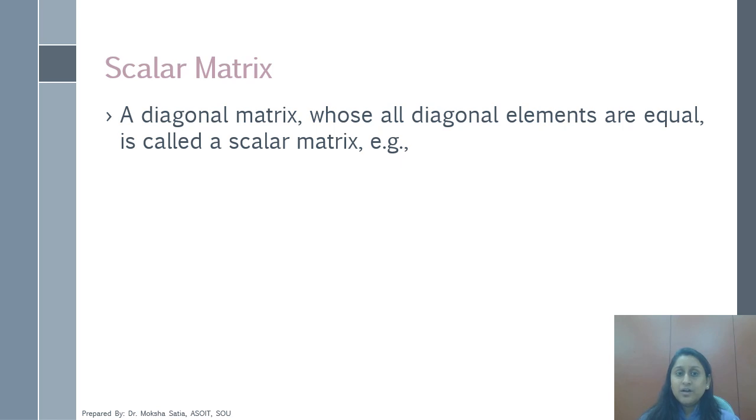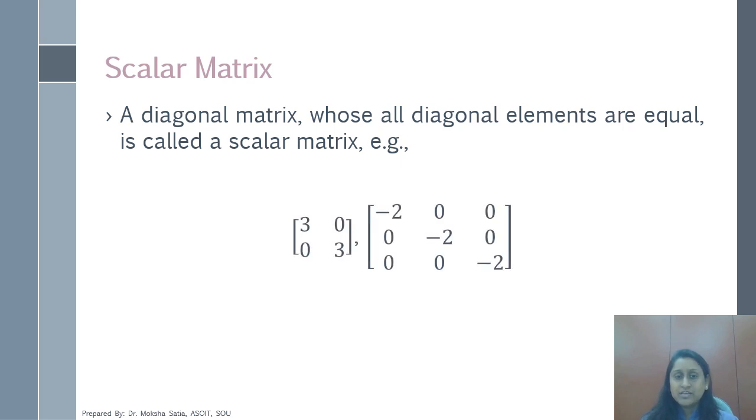Means a diagonal matrix whose all diagonal elements are equal is called a scalar matrix. For example, we have 3 0 0 3, and minus 2 0 0, 0 minus 2 0, 0 0 minus 2. In both examples you can see only the diagonal elements are non-zero and the elements are equal. So it makes a scalar matrix.